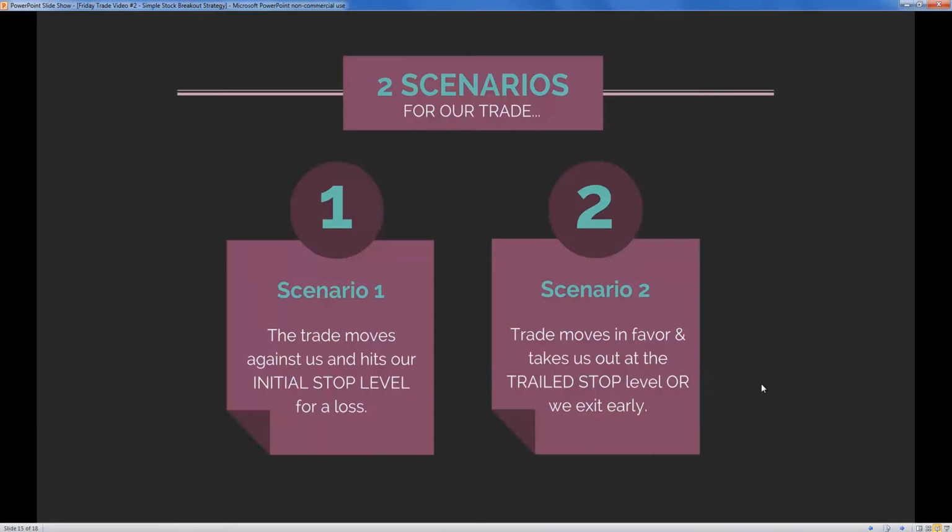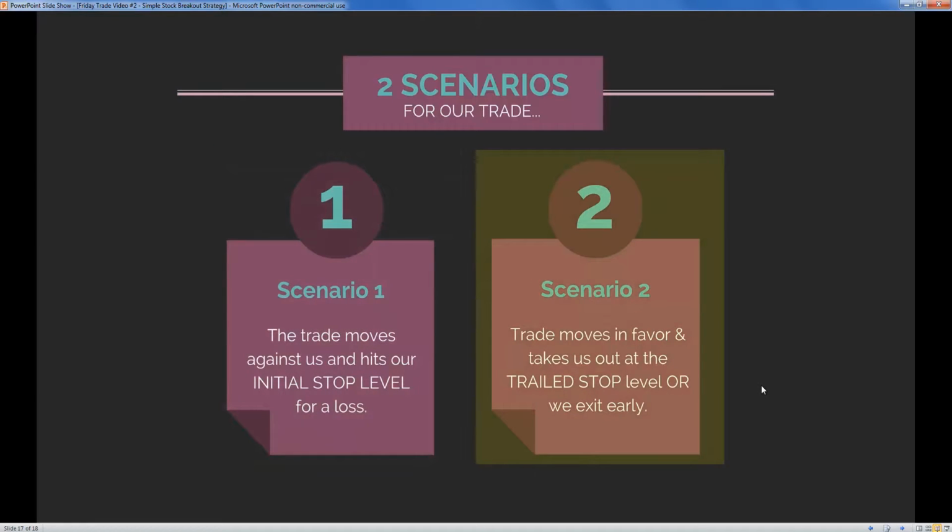There are basically two different scenarios that can happen here. The first scenario is that the trade moves against us before we can trail our stop to a higher level. In this case, the trade simply hits that original stop level that we chose, and we're taken out of the position at a loss right there.